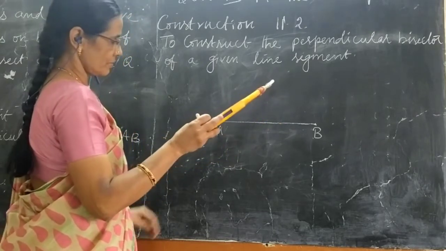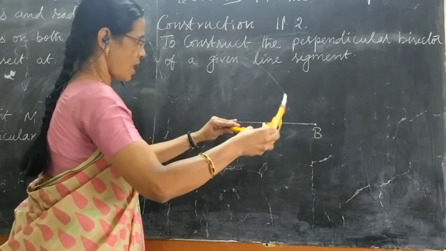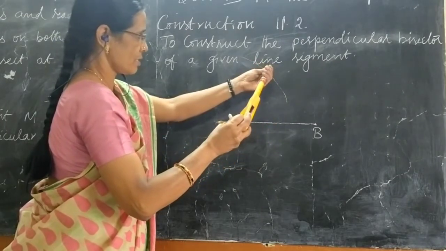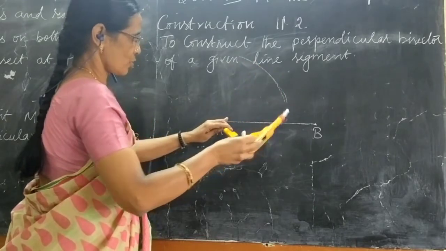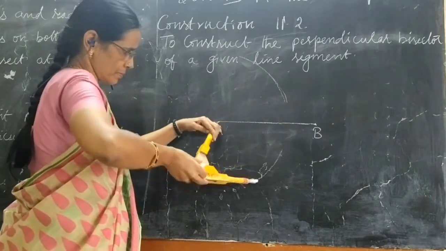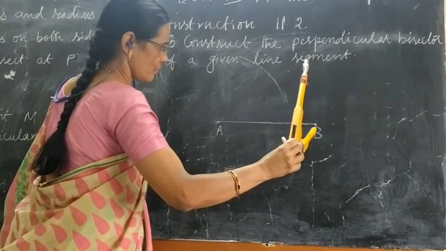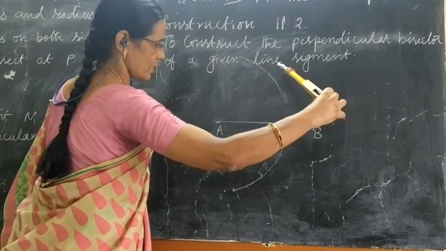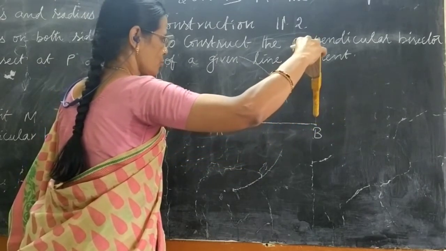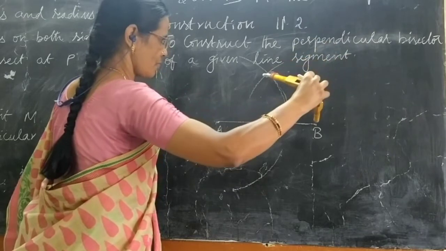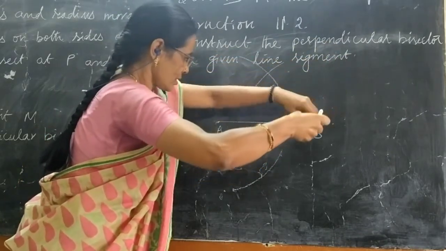Now A center, radius more than half of AB. I have drawn arcs above and below AB. So here an arc is drawn below AB. Another arc. B center with the same radius. Draw two more arcs above and below AB to intersect the previous arcs.